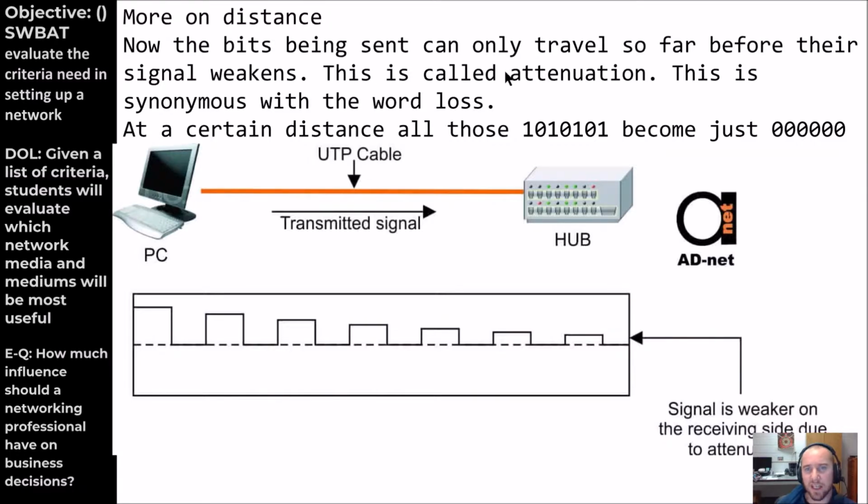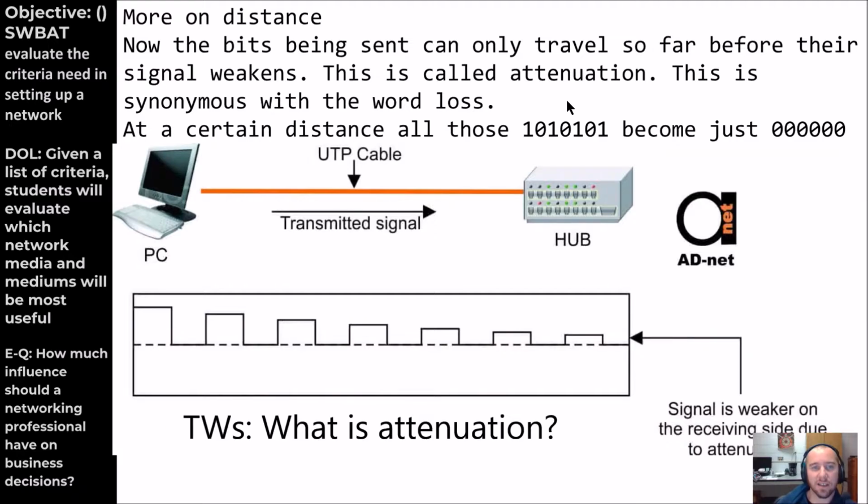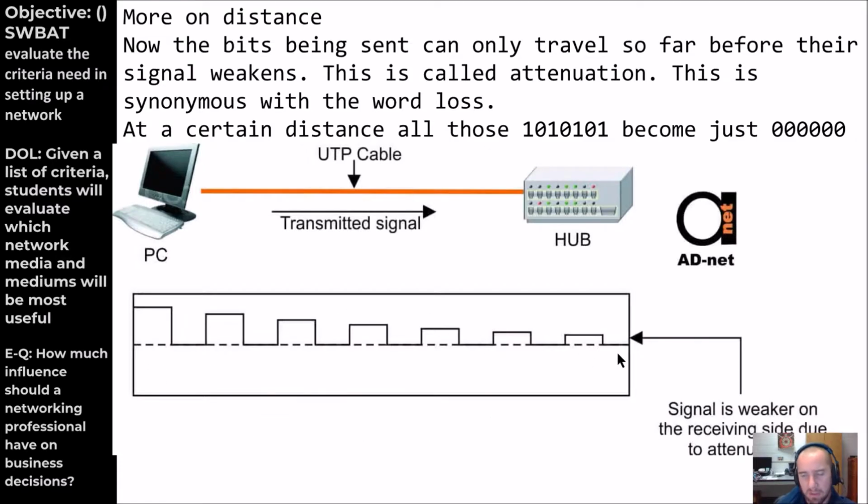Before I move any further, let's talk about this concept of distance. The bits being sent can only travel so far before their signal weakens. So this is called attenuation. This is synonymous with the word loss. So at a certain distance, all these ones and zeros would just become zero because with each step or each foot or maybe each mile, depending on what we're talking about.